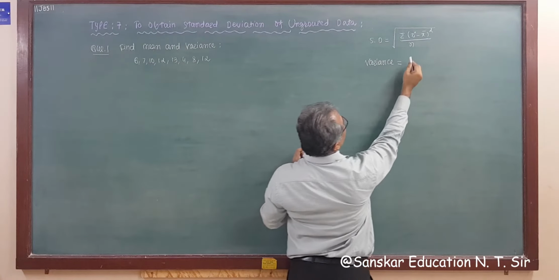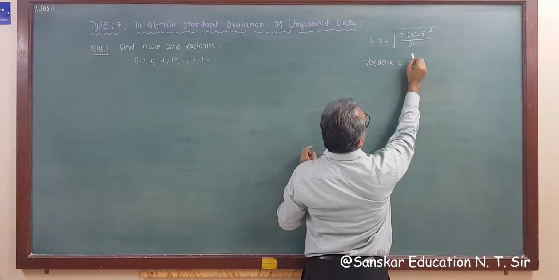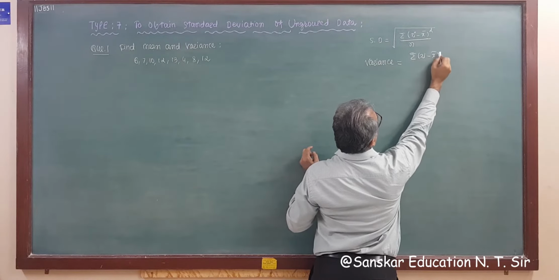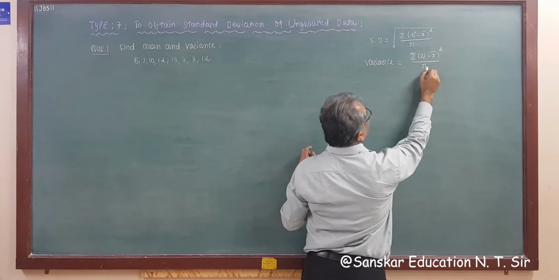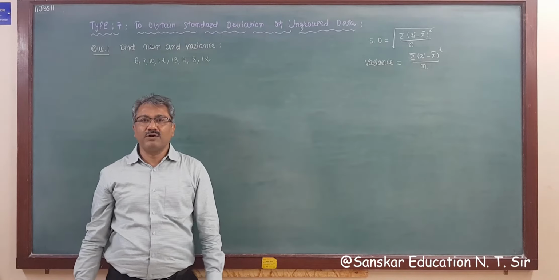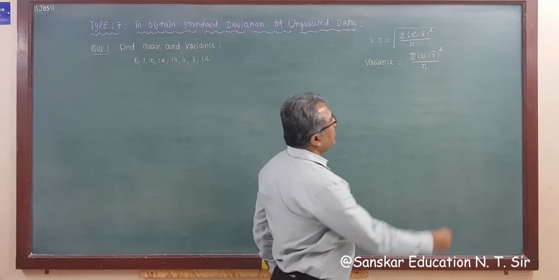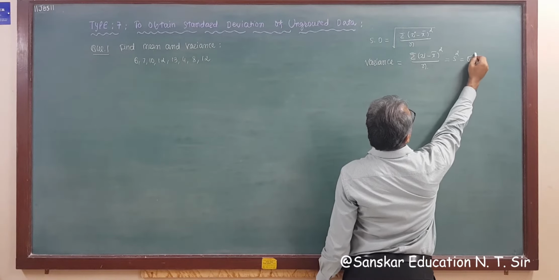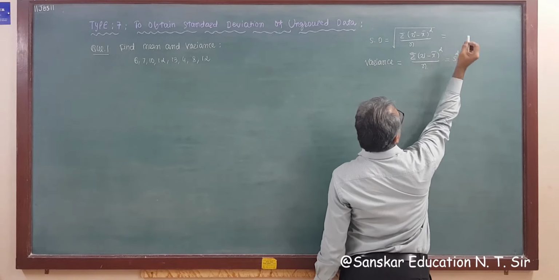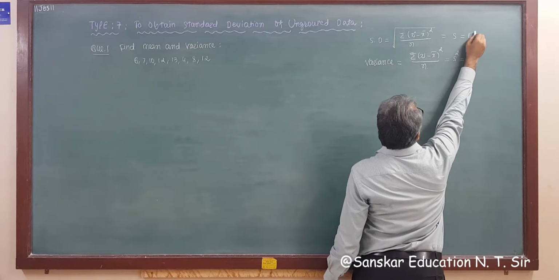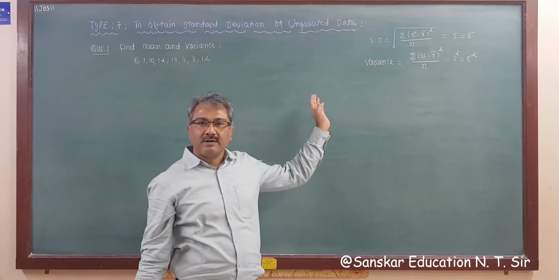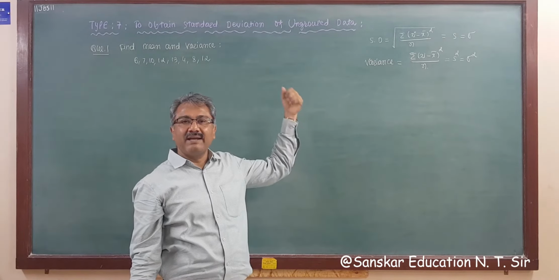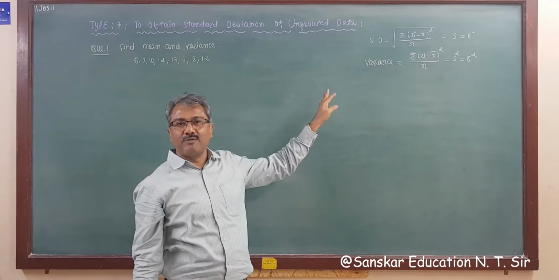So variance is equal to sigma xi minus x bar whole square upon n. This is the formula for variance. You also know variance is denoted by either s square or sigma square, and standard deviation is denoted by either s or sigma. So this is the first formula, that is by definition or direct formula.